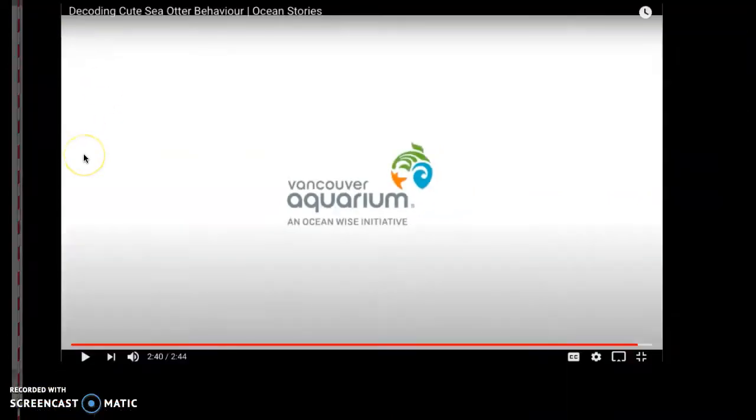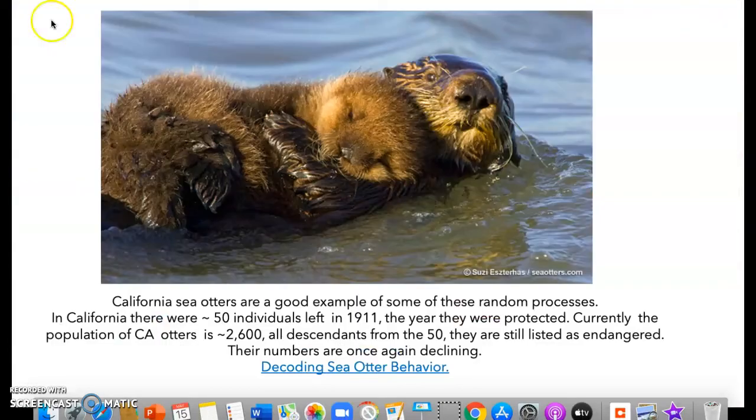They are cute, aren't they? All right, so in any event, yeah, they're very cute little critters.